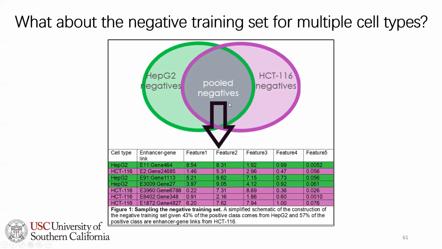And so since there are about the same number of positive links from each cell line, we would just look at all the pooled negatives from both that are negative in both cell lines, and we would take a random sample where half of them were from HepG2 and half of them were from HCT116, and that would give us our negative set. But again, we'd really want to make sure that we were only using links that were negative in both, so that we weren't using information inappropriately.